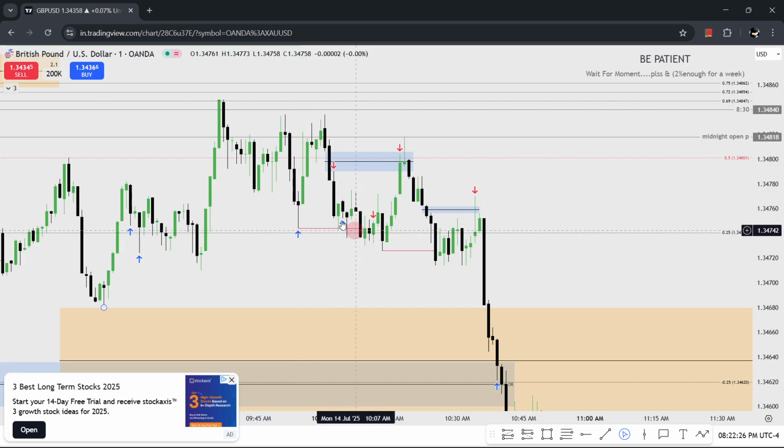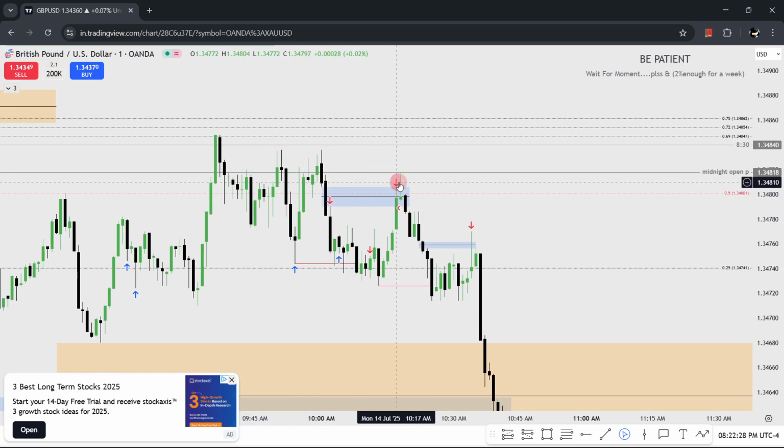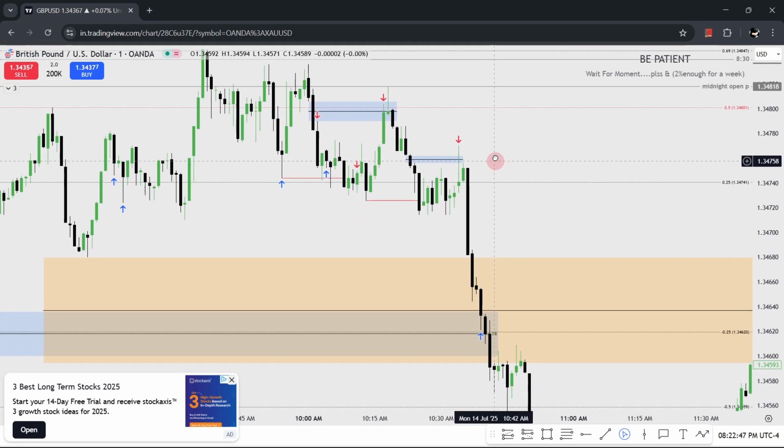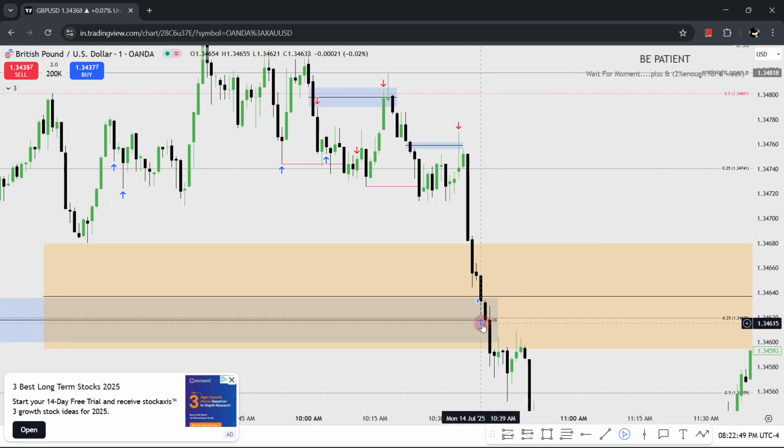I pyramid my entry somewhere. So entered from this fair value gap, made my stops above here. Again entered from this 1 minute fair value gap, stops here. I just pyramid my entries here. First entry here, second entry here, and took a small partial around that order block.